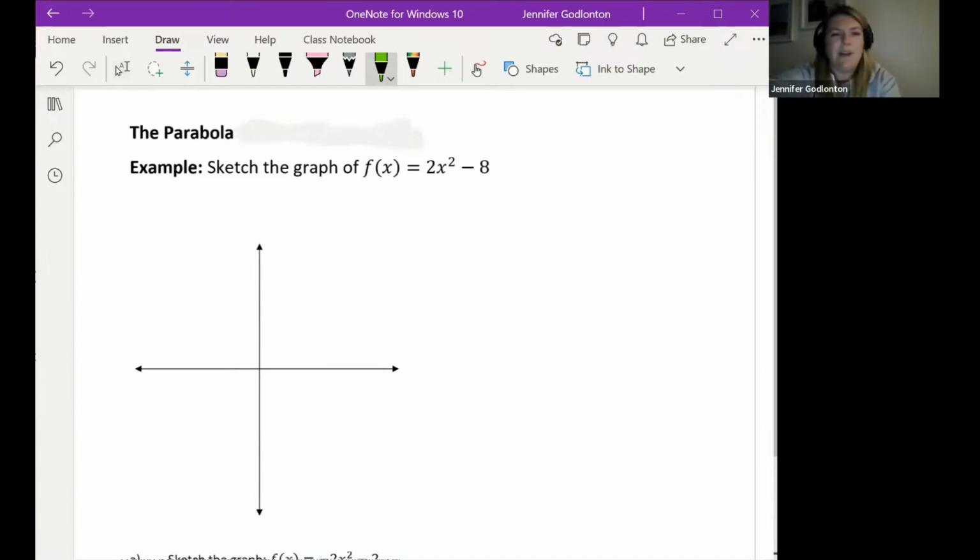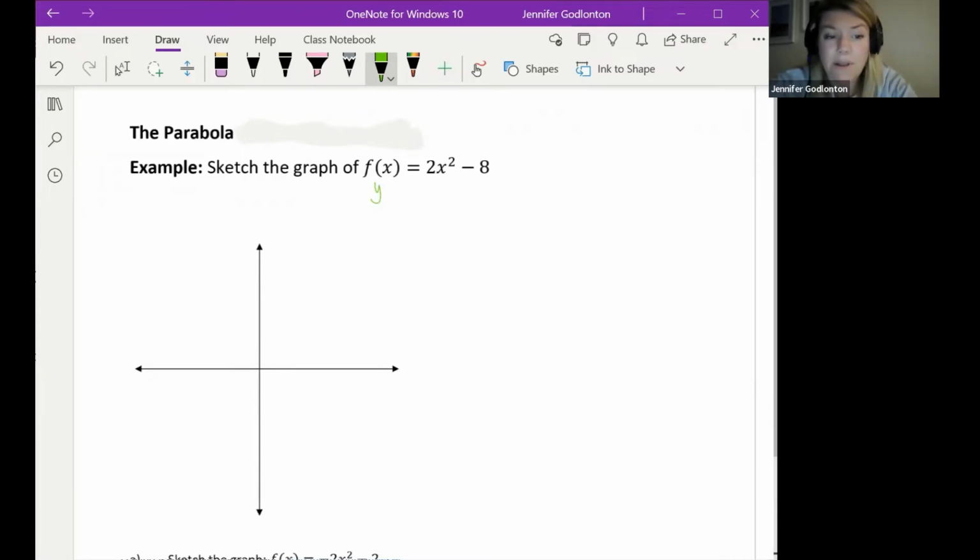Okay, so here's the parabola. They're asking us to sketch the graph of f of x, which is equal to 2x squared minus 8. Now, remember, they like to say f of x, g of x, h of x, but that is just a fancy way of saying y. And that y is just where we would have our y.